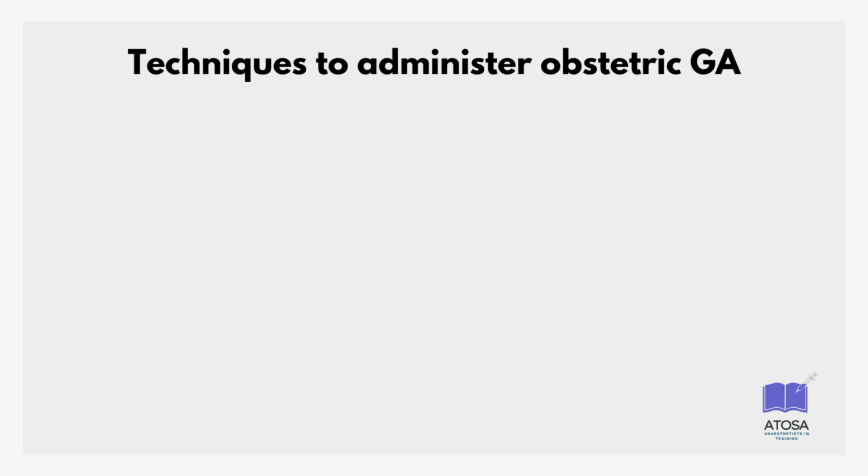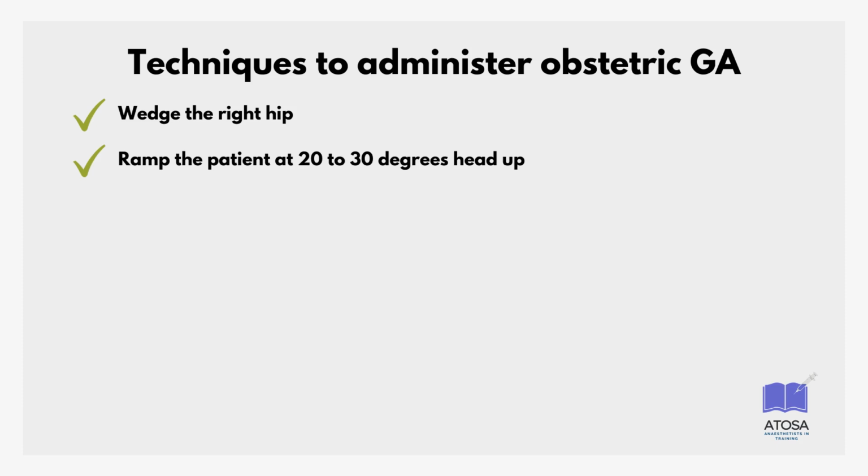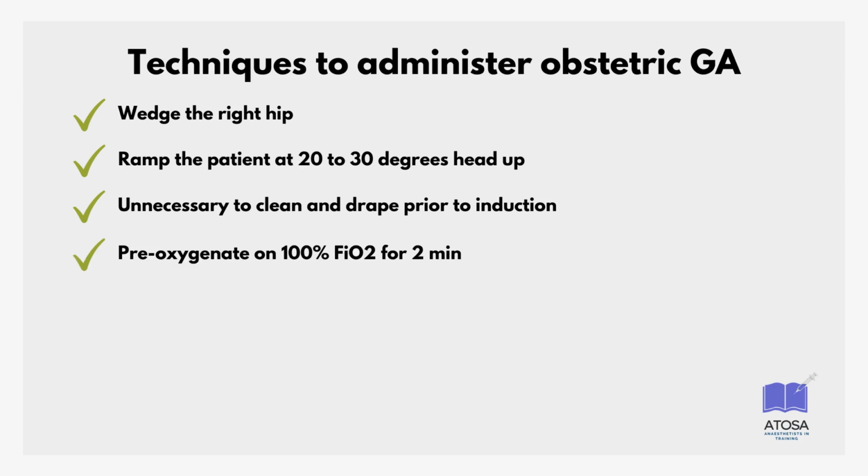This is the technique I use for all my GA Caesars. Patient position. I make sure I remember to put a wedge under the right hip before I start. I ramp the patient at 20 to 30 degrees head up. I think it's unnecessary to clean and drape prior to induction if there's no indication for immediate delivery. I pre-oxygenate on 100% FiO2 for at least 2 minutes, aiming for an end tidal oxygen of 90%. Often 80% is the maximum achievable.